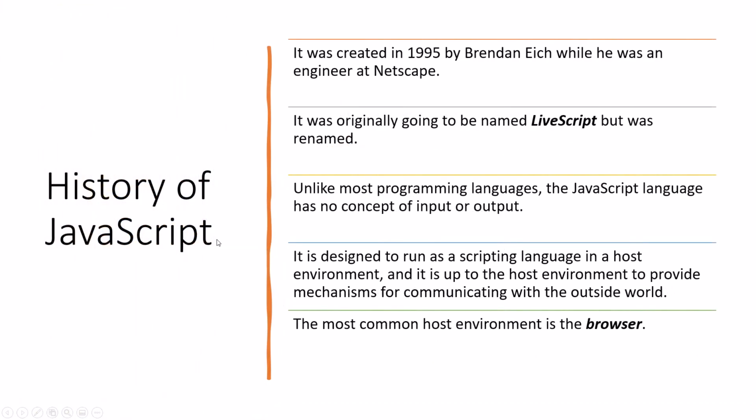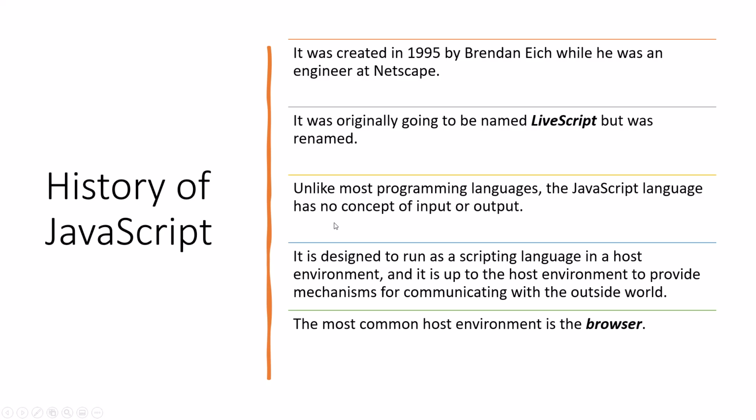Next is history. What is the history of JavaScript? How did it come about and who developed it? So we'll see it here. JavaScript was created in 1995 by Brendan Eich, who was an engineer at Netscape. He developed this language. Originally this language was named LiveScript, but was renamed to JavaScript.